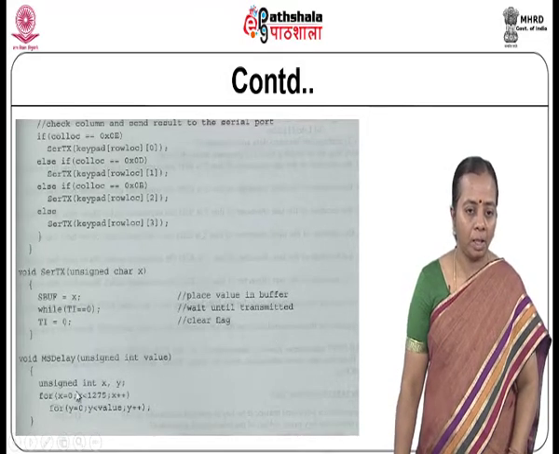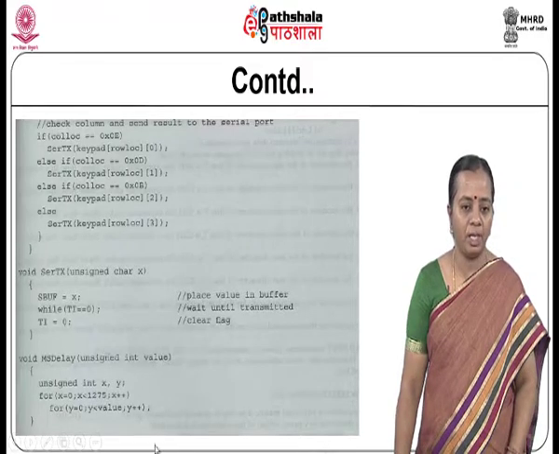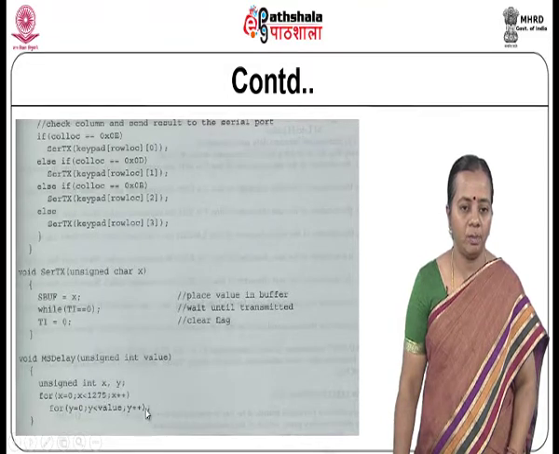Now, unsigned integer x comma y, this is for making the delay, where for 1 millisecond I need to make it 1275. For however many values we want, that many times this nested loop is called, so that the delay is maintained. So now remember that I have just sent the data serially.